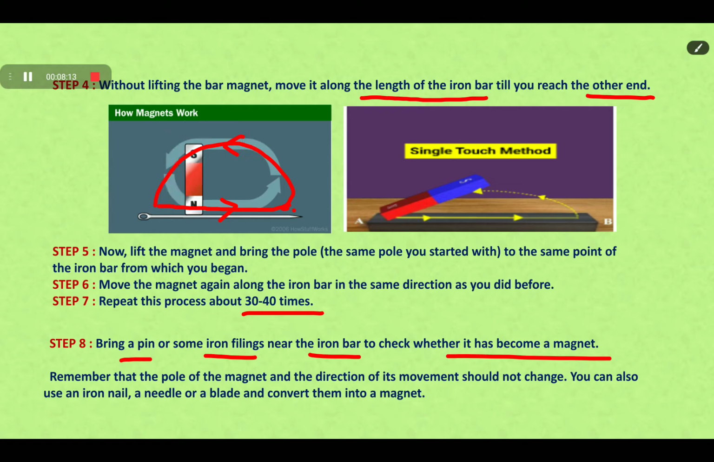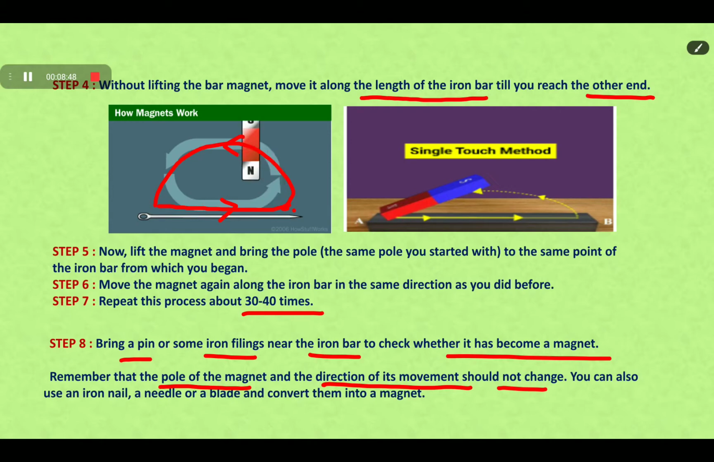And we observe that the iron bar attracts the pins or some iron filings, which means it has some magnetic properties. So we can say that the iron bar becomes a magnet. Now, one important point is that the pole of the magnet and the direction of its movement should not change. We cannot change the pole of the magnet or the direction of its movement.